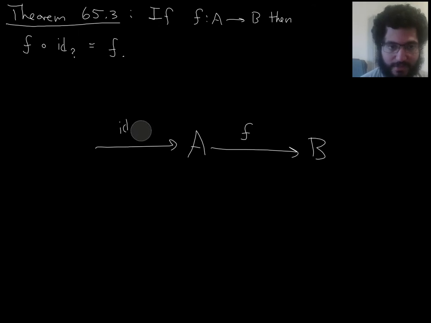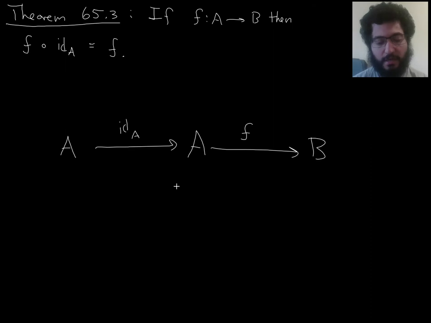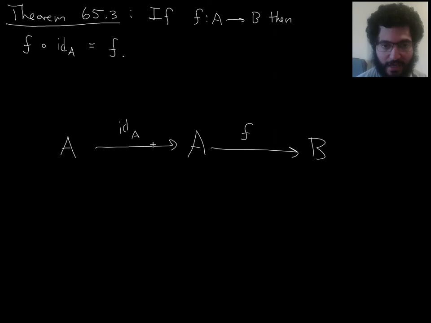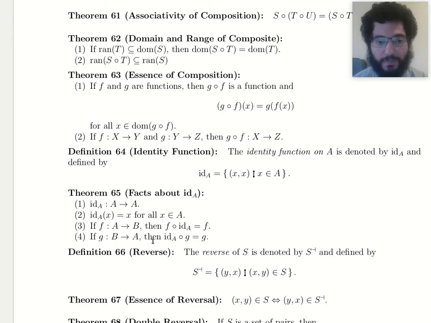So then the identity function on A. All right, and I'm going to allow myself to use the previous parts here. While proving part 3, we can use parts 1 and 2. We're assuming they're already proven. So the identity function on A maps A to A. Similarly, the identity function on B maps B to B.